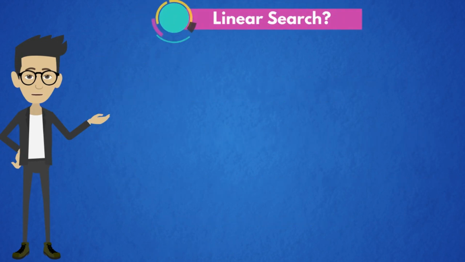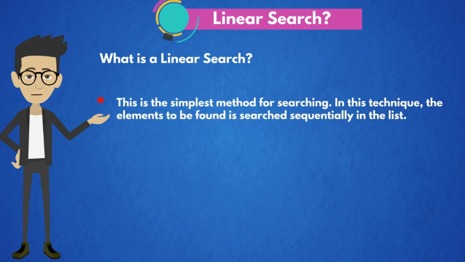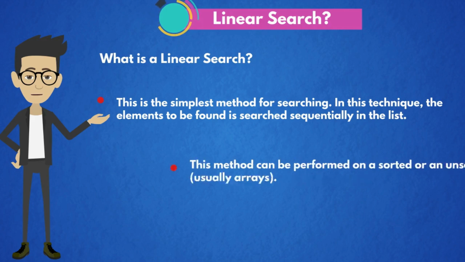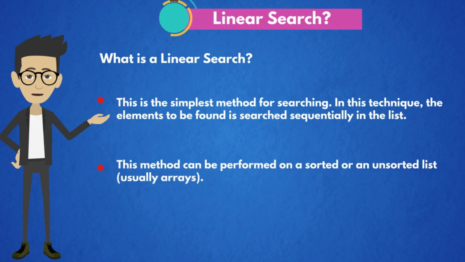Linear search, the first searching technique. What is a linear search? This is the simplest method for searching. In this technique, the element to be found is searched sequentially in the list. This method can be performed on a sorted or an unsorted list, usually arrays.